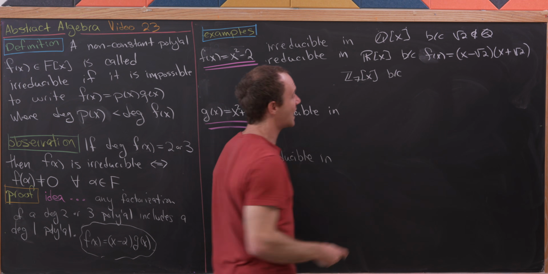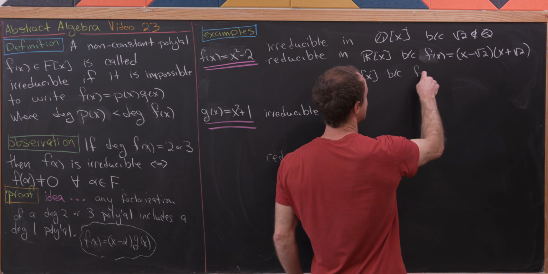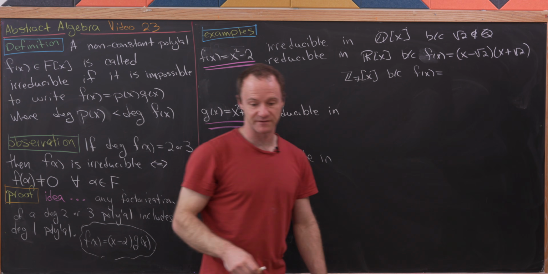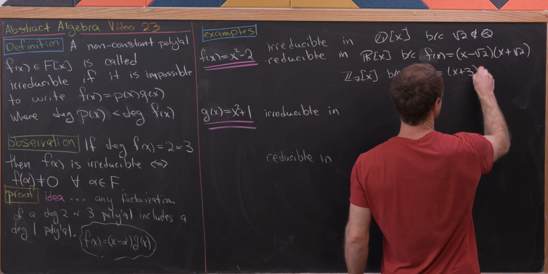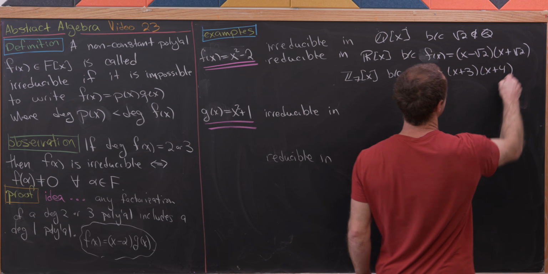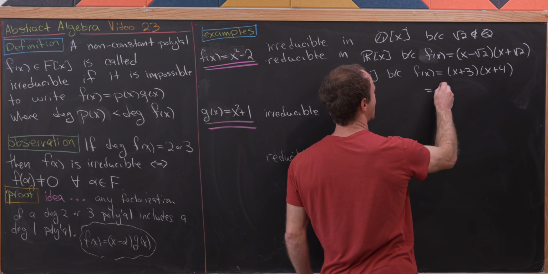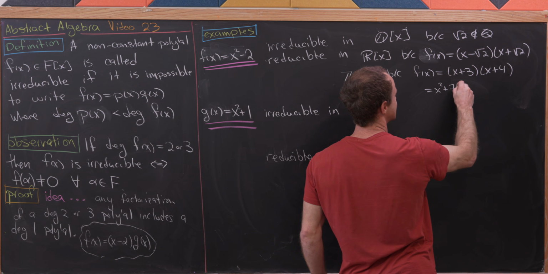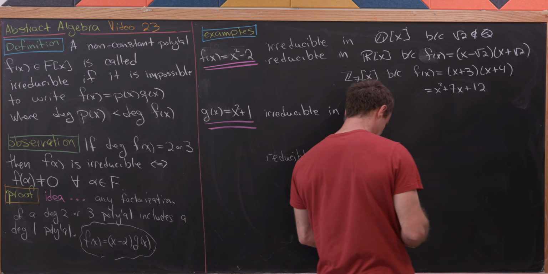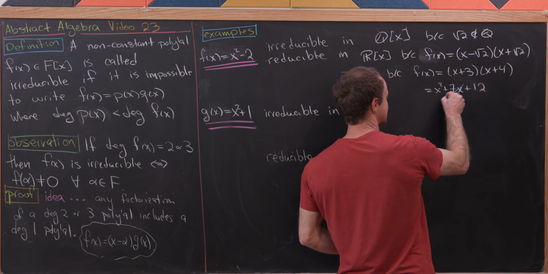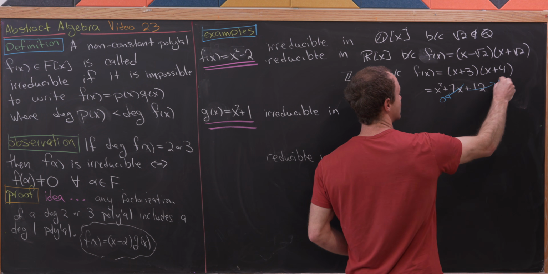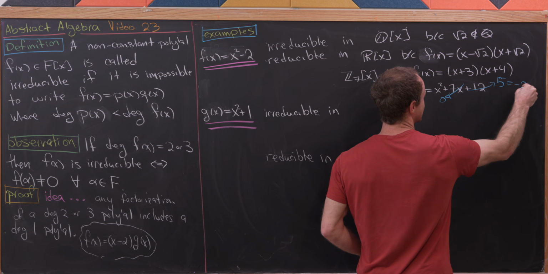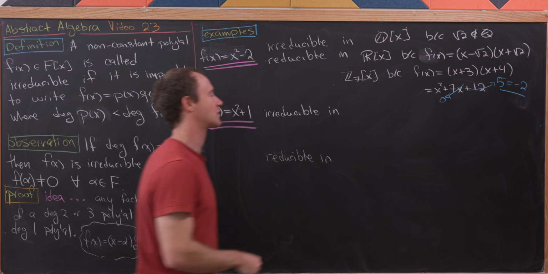And that's because in this case, f of x can be written as the following factorization: x plus 3 times x plus 4. Well, let's FOIL this out and see that we get x squared plus 7x plus 12. But 7x inside of Z7 is 0, and 12 is equal to 5, which is the same thing as negative 2. So that's why that works.